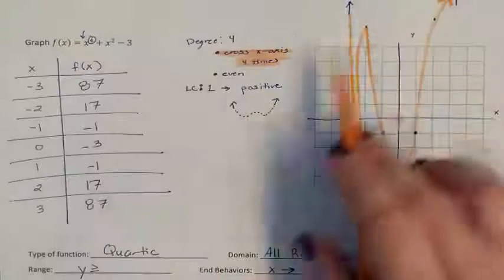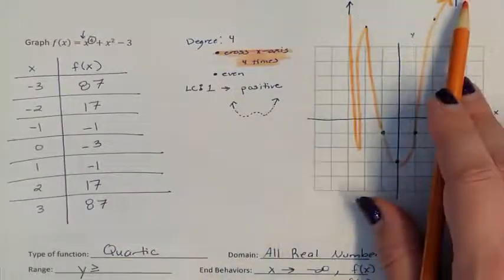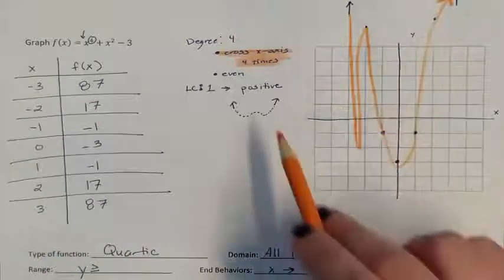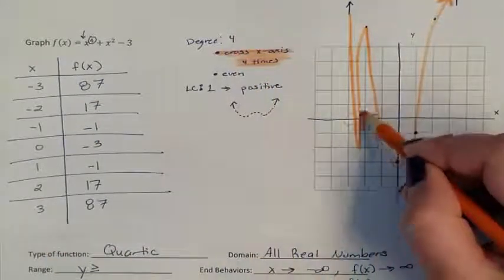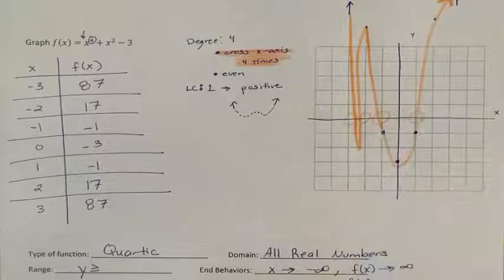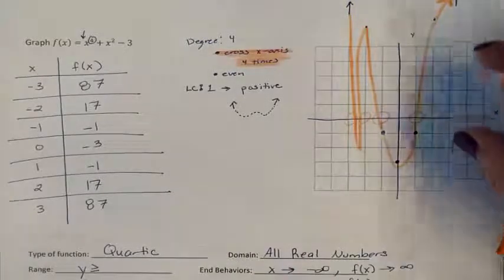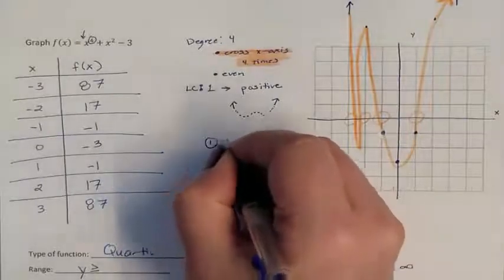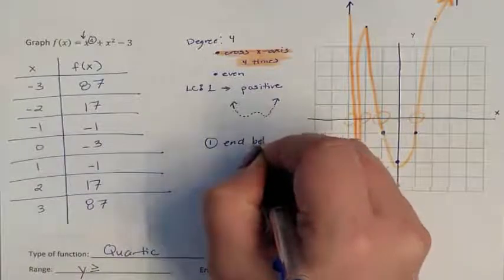Did it go up like it was supposed to? Yes. Did I connect all of these points? Yes. Does it cross 4 times? 1, 2, 3, 4. Yes. This might be the right graph. It might not be the right graph. It's a general sketch. And all I am looking for is, did you do the correct end behaviors?